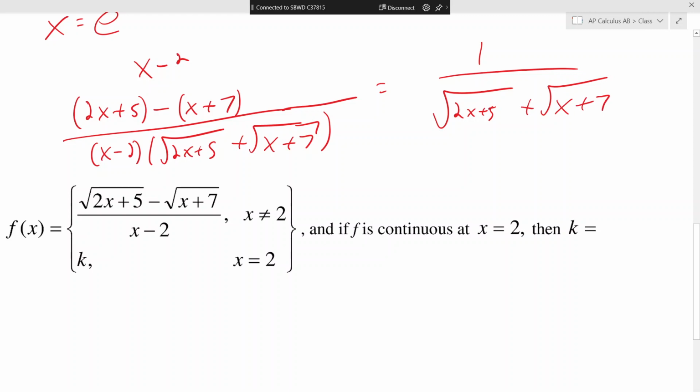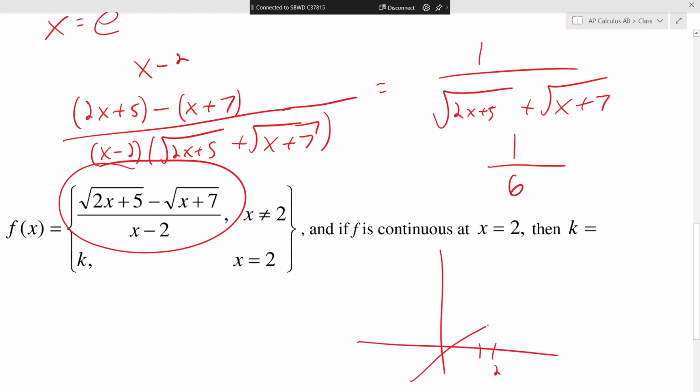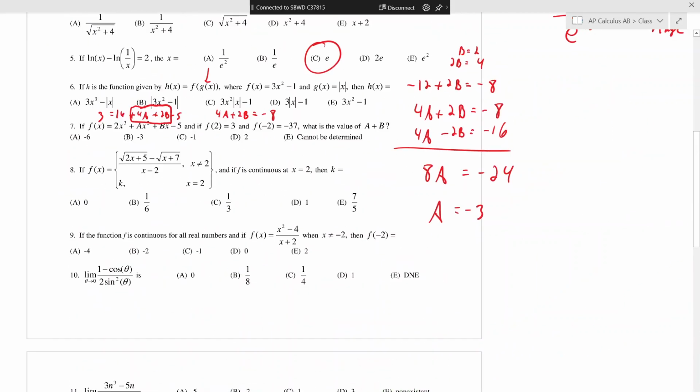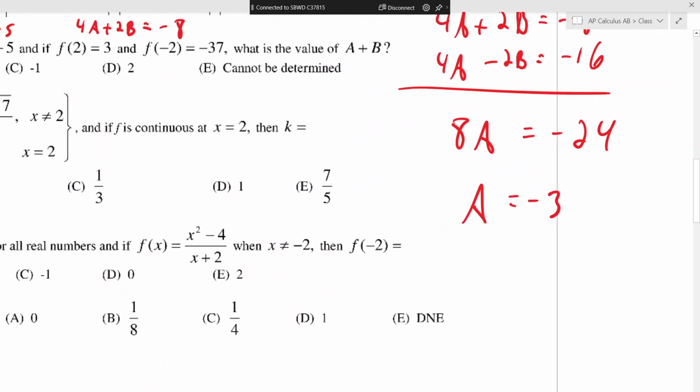At 2, now I can plug in 2 because I removed the hole. I canceled it out. When I put 2 into that, I get 1 over 3 plus 3. I think. Yes. So here's what that means. This function right here at 2 looks like this. There's a hole, and the y value of that hole is 1/6. If I want it to be equal, or continuous, I need k to be a 6th. That's it. That's all I want you to do. When you see questions like that, that's just like a limit question in disguise. Great. 1/6. Okie dokie.